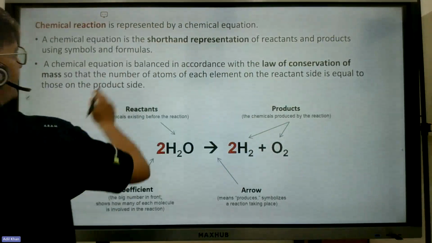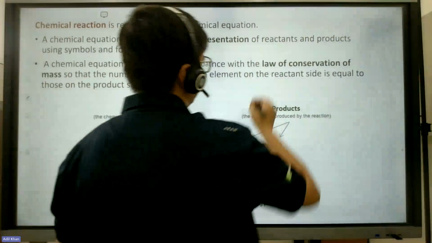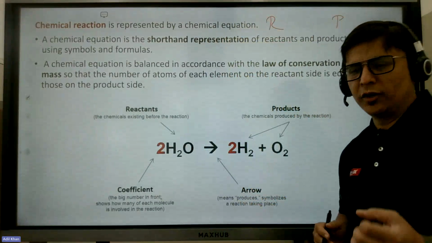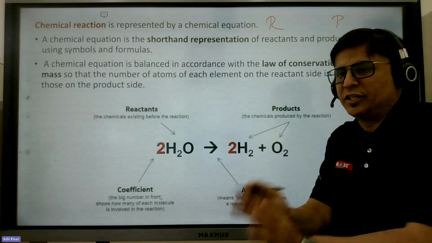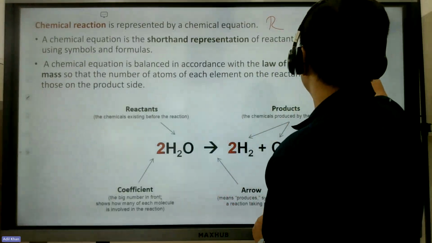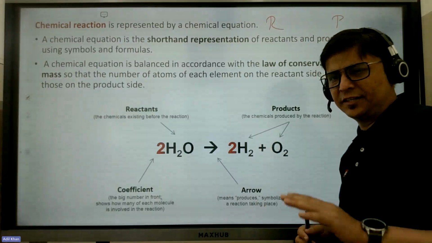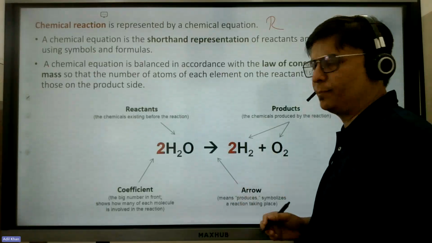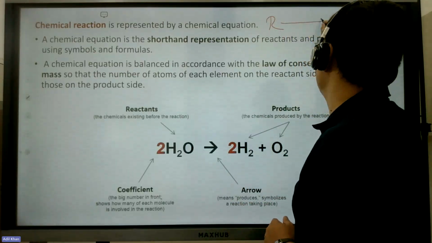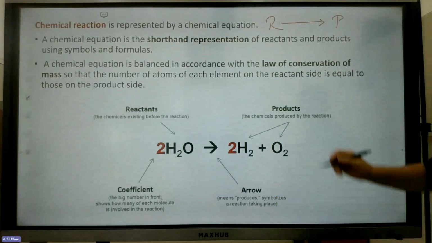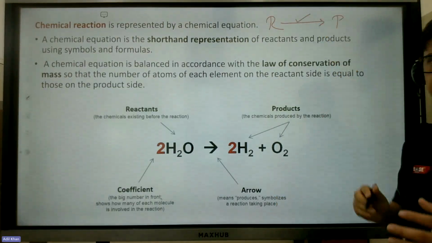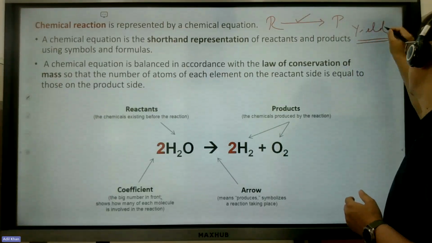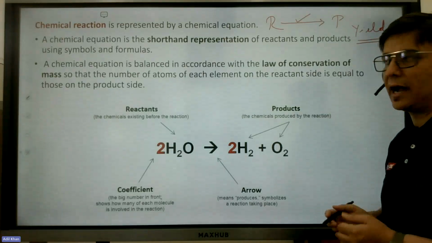So chemical reaction is represented by a chemical equation. What is a chemical equation? You take reactant, you form product. What is reactant? They are those molecules or substances before the change is brought to them. And products are those molecules or substances after the change is applied. The change can be permanent or temporary, both. We are focusing on permanent. And reaction is represented by this forward arrow. It is also known as yield. Yield means produced. So reactant transformed into product, or yields product. That's the meaning of your arrow.